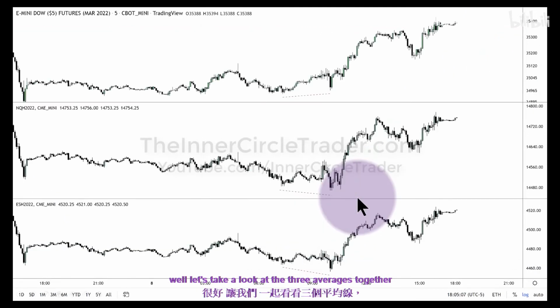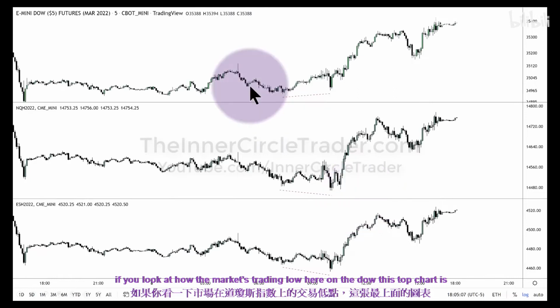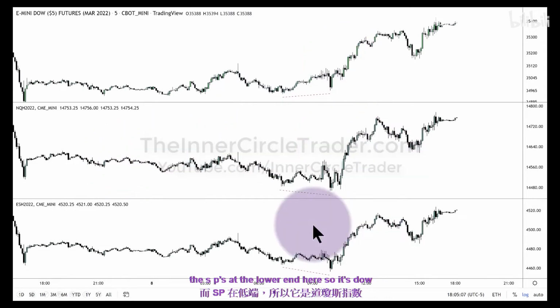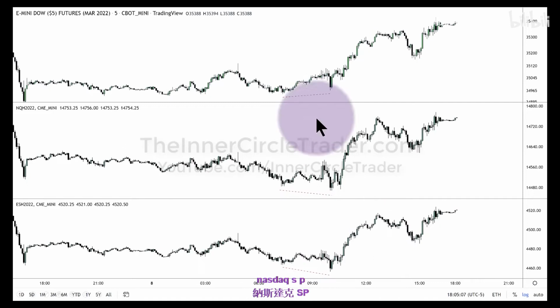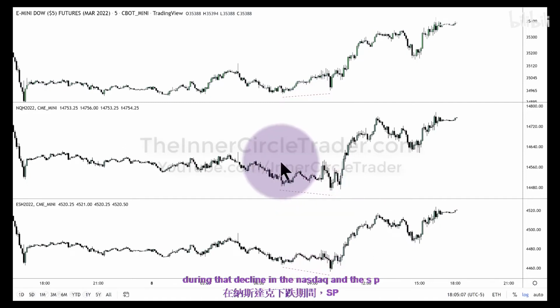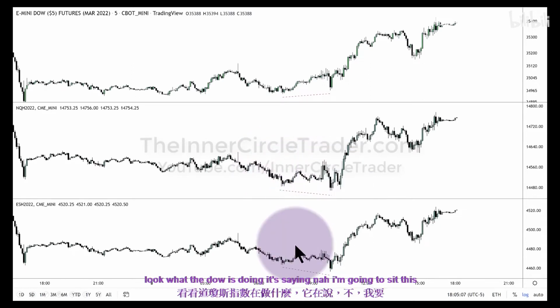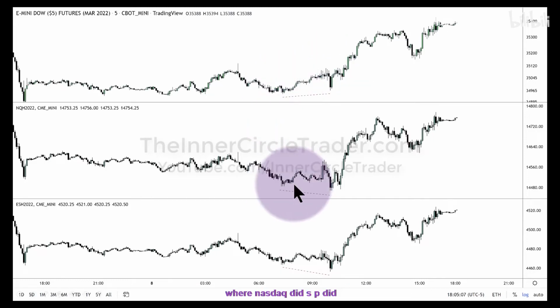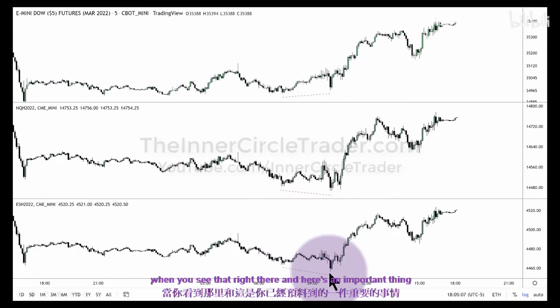Well, let's take a look at the three averages together. If you look at how the market's trading low here on the Dow, this top chart is the Dow futures. The NASDAQ futures is in the middle, and the S&P is at the lower end here. So it's Dow, NASDAQ, S&P. During that decline in the NASDAQ and the S&P, look what the Dow's doing. It's saying, nah, I'm going to sit this one out, boys. It's not willing to make that lower low, where NASDAQ did, S&P did.